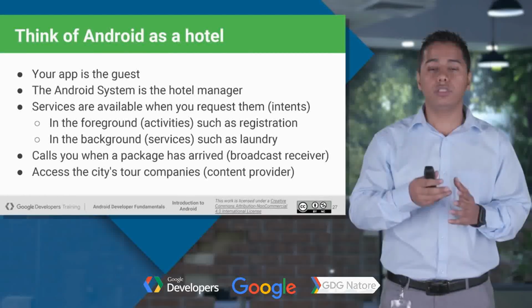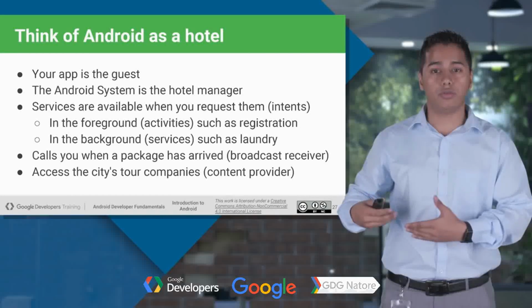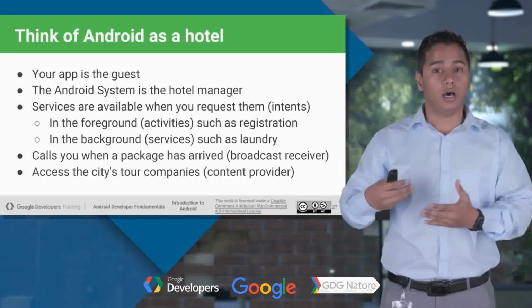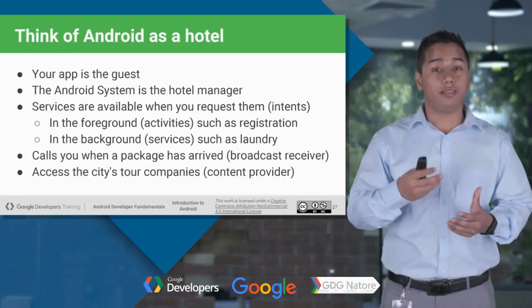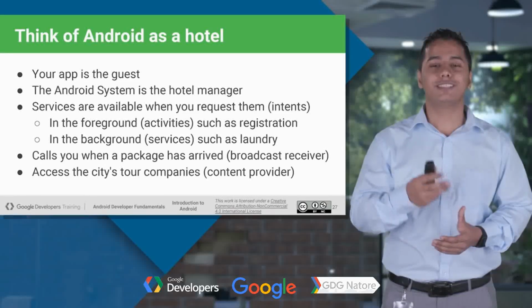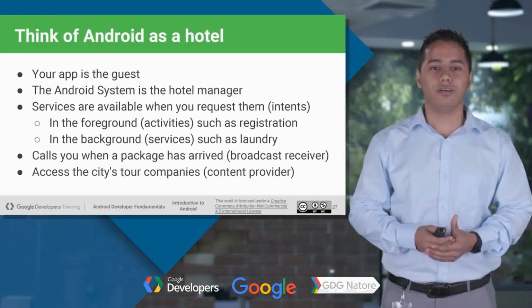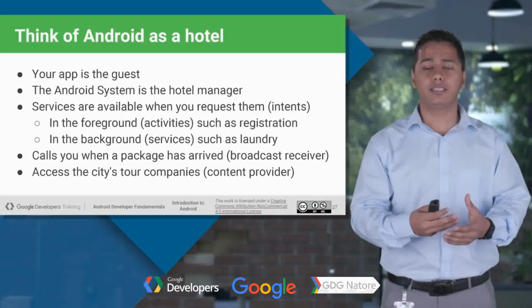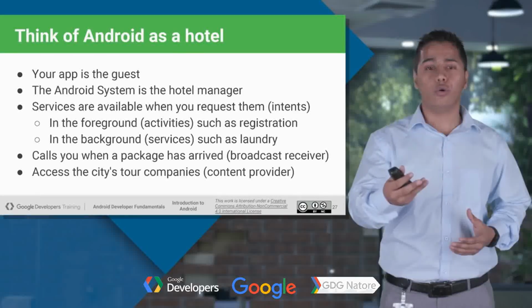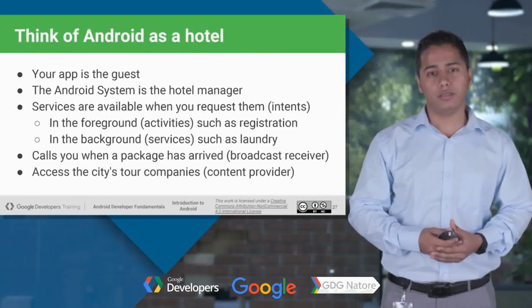Or there are services which don't require your presence. For example, laundry. That you can compare with your services. Now you get a call that your package has arrived. That you can compare with your broadcast receiver. And you get access to the city map. All these accesses which you are getting, you can correlate with the content providers.